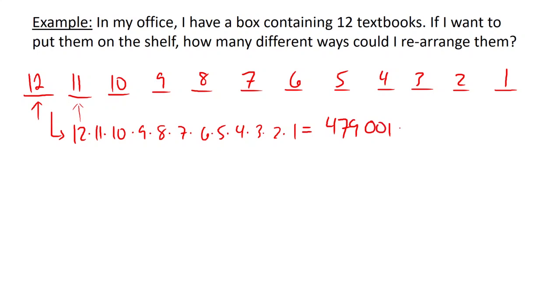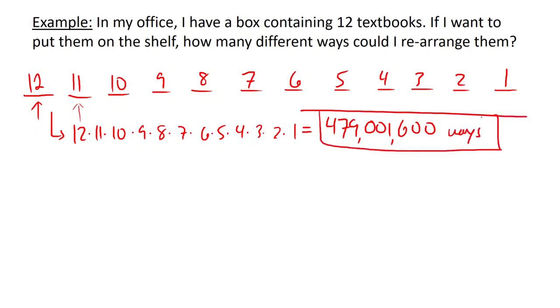479,001,600, like that? Okay. So if I want to rearrange 12 books, I could do it 479 million ways. So that's a lot of ways.